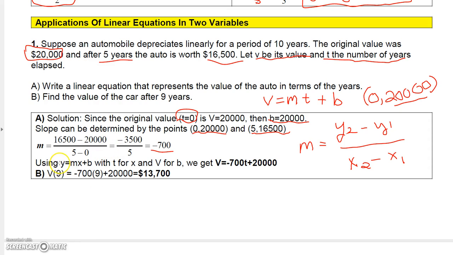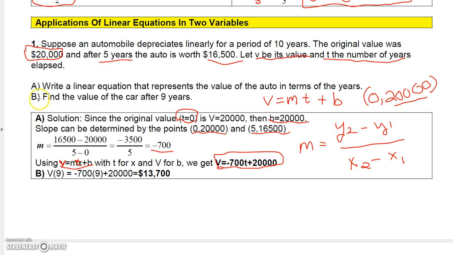And now, remember I said v, so if I want v equals mx plus b, then I'm going to have v equals mt plus b instead of y equals mx plus b. So that wasn't an error, that was just showing you the normal way, but here's what I'm doing. I'm replacing y with v and x with t. So I get v equals mt plus b. Well, m is negative 700, so I have negative 700t plus 20,000. Now I can estimate the value of this automobile at any time in the future.